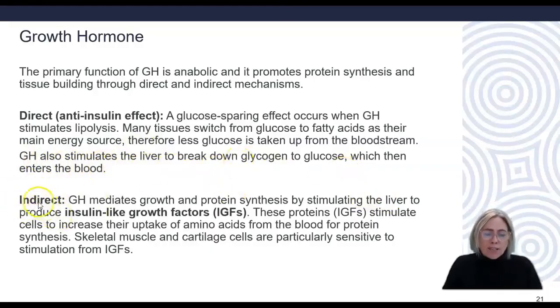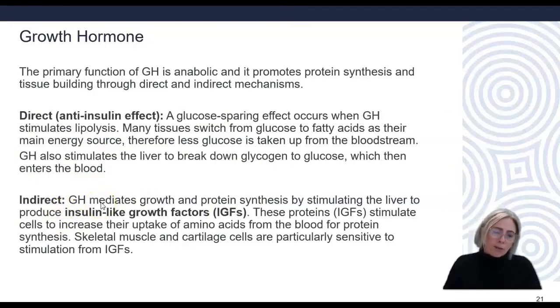We also have these indirect effects. So growth hormone mediates growth and protein synthesis by stimulating the liver to produce insulin-like growth factors, so those IGFs. These proteins stimulate cells to increase their uptake of amino acids from the blood for protein synthesis. Skeletal muscle and cartilage cells are particularly sensitive to stimulation from these insulin-like growth factors. So that's just summarizing those direct and indirect effects of growth hormone.